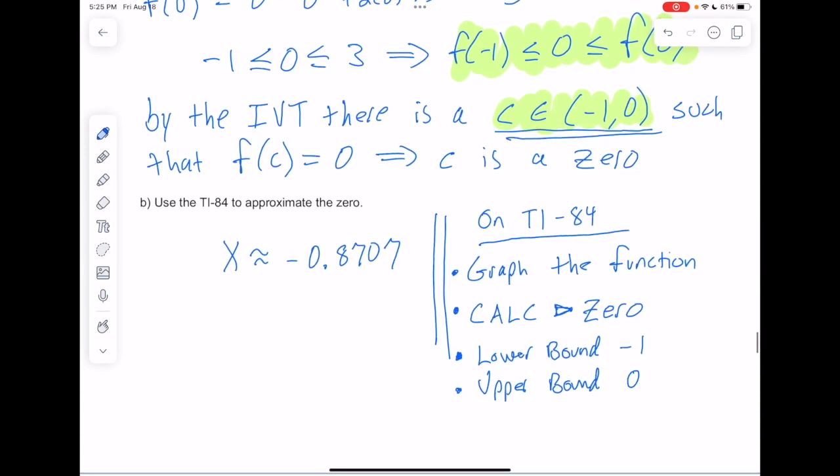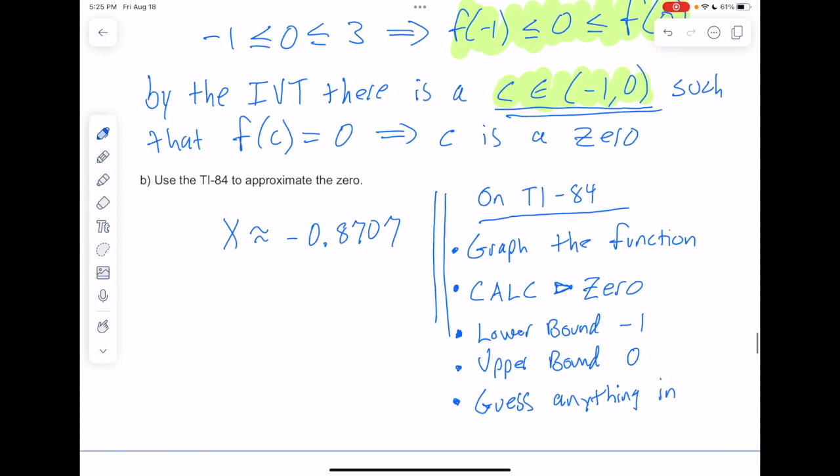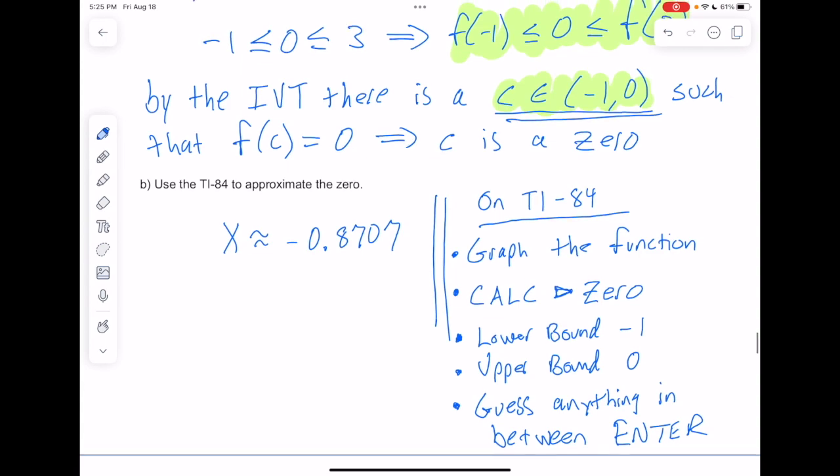And then after that, it's going to ask you for a guess. And it really doesn't matter too much for what you put for the guess. Just put any number in between. And again, really, you don't even have to type anything there. When it asks you to guess, just press the enter key, and it should show you the 0. So it's nice the way it does it on here, and I just use my finger and I scan across, but you can do it on the TI-84 as well.